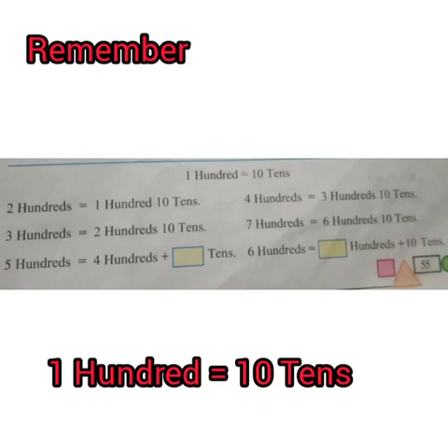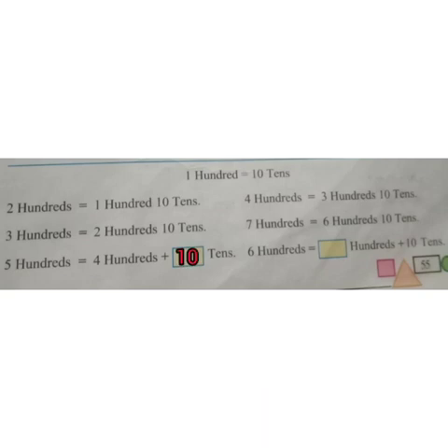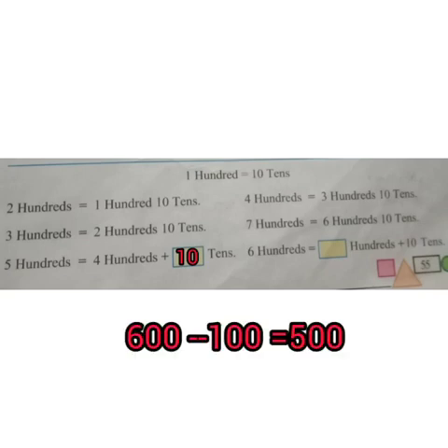Next is 500 is equal to 400 plus box tens. Well, after 400, the remaining would be 100. And when we untie, 100 is equal to 10 tens. So, you will write 10 in the box. Students, here 600 is equal to box hundreds plus 10 tens. Now 10 tens means 100. It means 600 minus 100. The answer is 500. So write in the box 5. It means 600 is equal to 500 plus 10 tens.